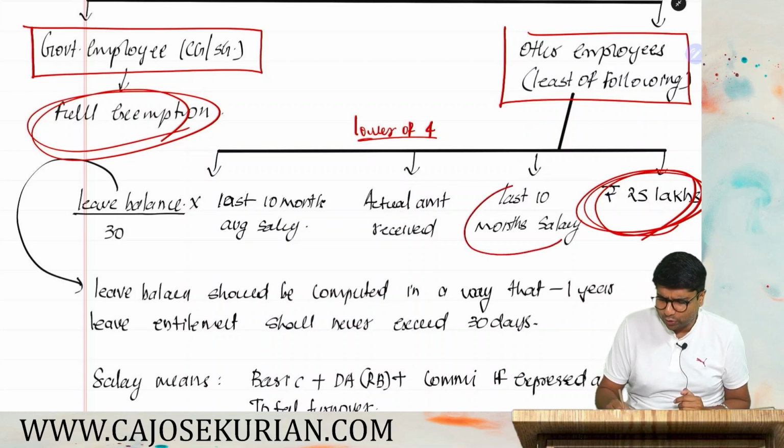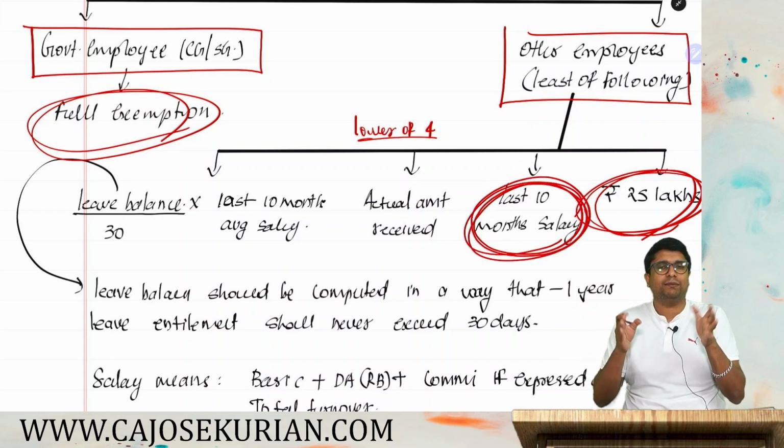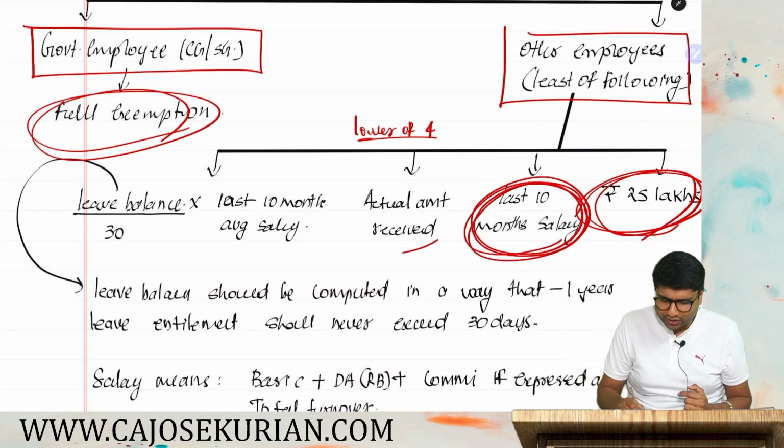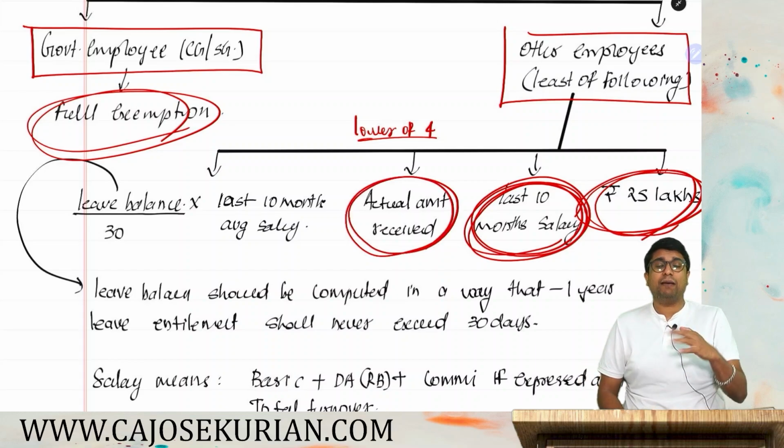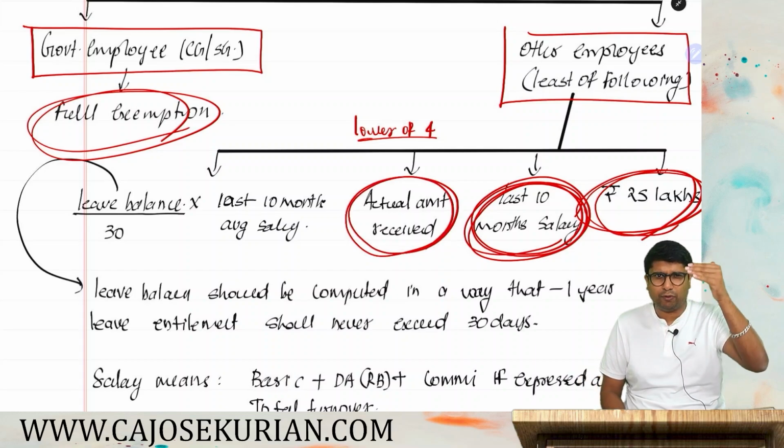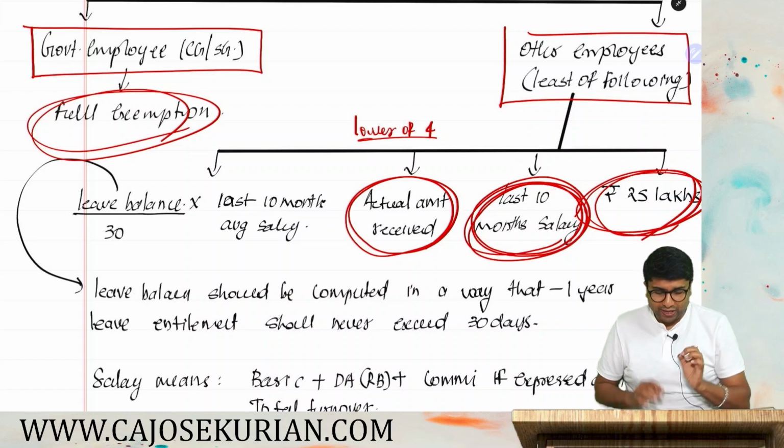And what is limit number 2? You take last 10 months salary. You simply take the total of last 10 months salary. That is limit number 2. And what is limit number 3? You take the actual amount received. So whatever the actual amount you received as a leave encashment, that you can consider as limit number 3. And what is limit number 4?